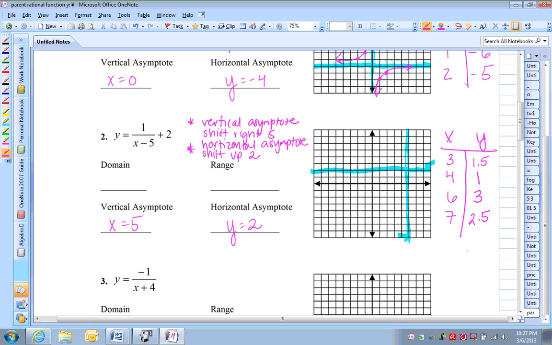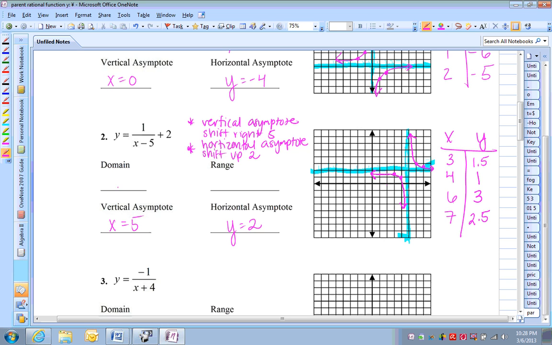So I can go ahead and plot these points. So I'm going to plot 3, 1.5. I'm going to plot 4, 1. And then I'm going to plot 6, 3. And 7, 2.5. And then remember, you draw a rough sketch through those points, and you're going to have a curve that approaches your asymptotes. So your graph should look something like that.